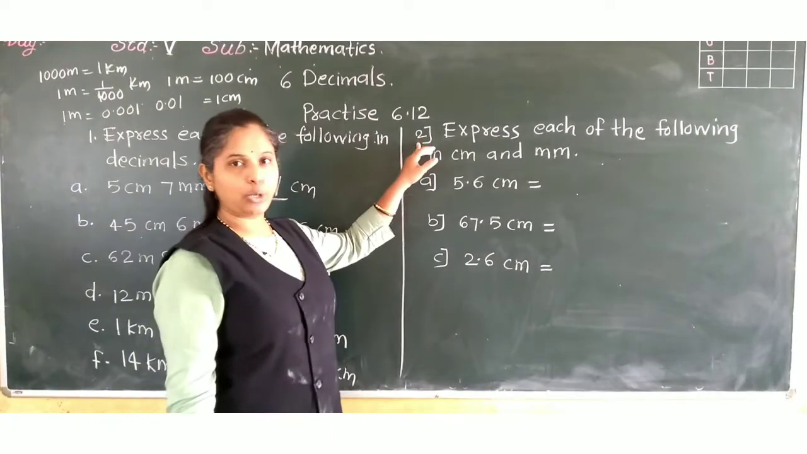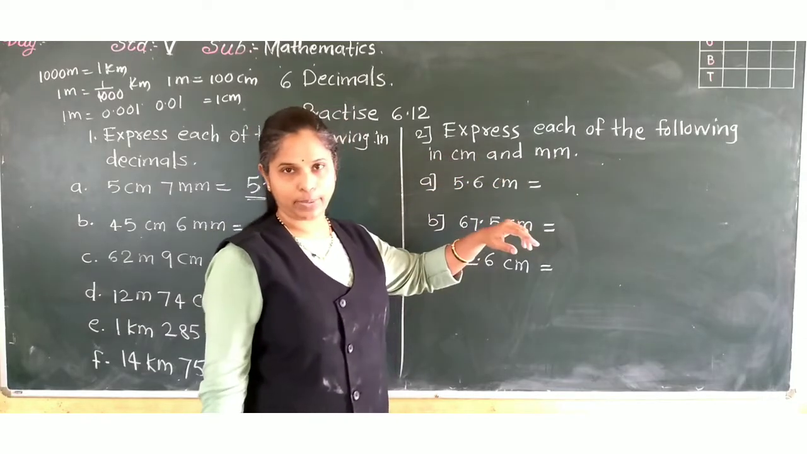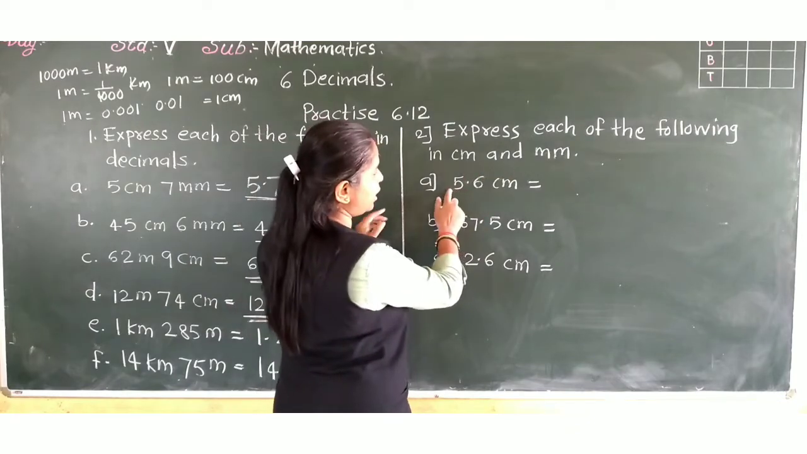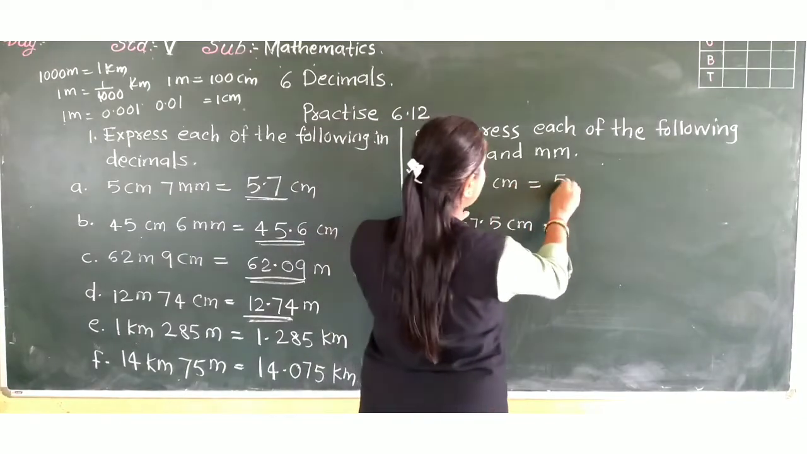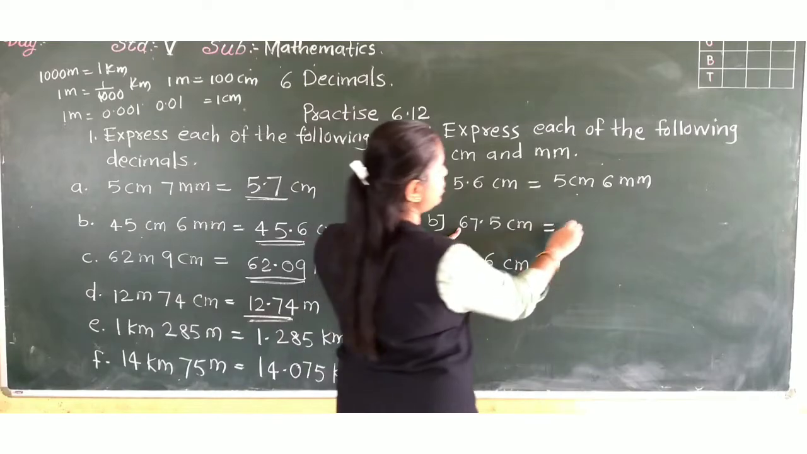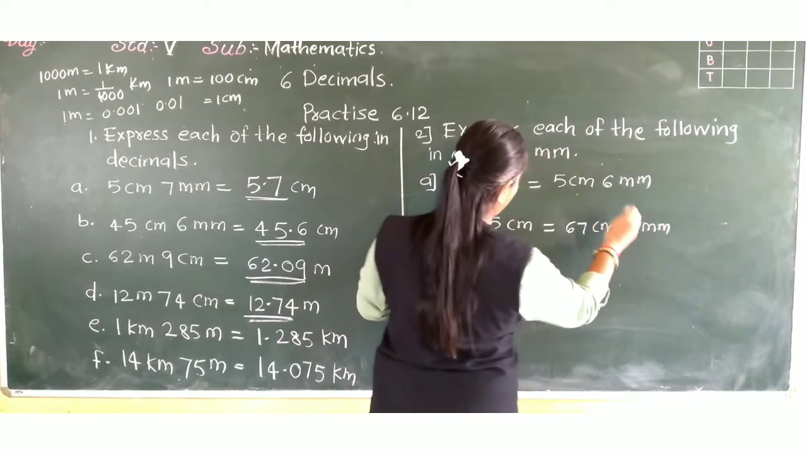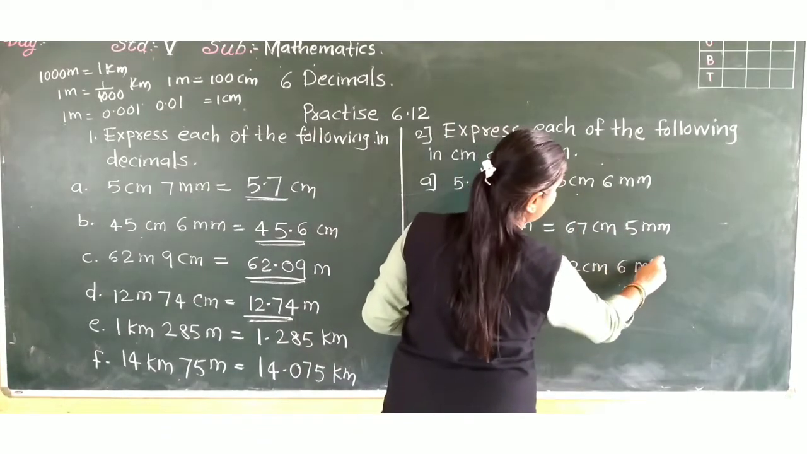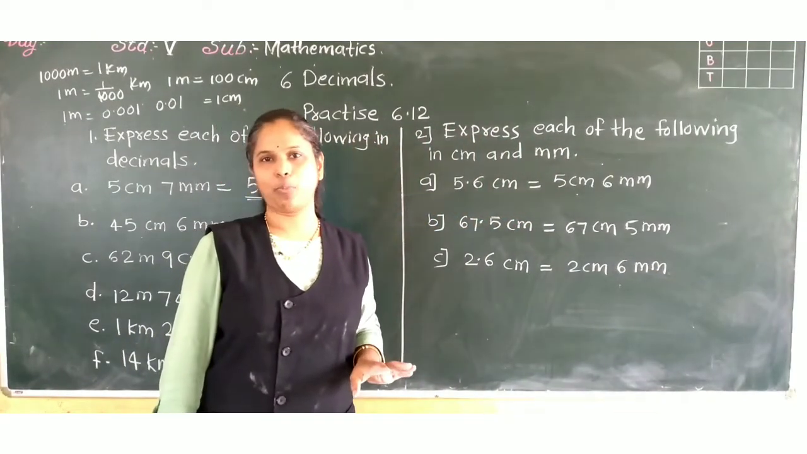Now question number 2. Express each of the following in centimeter and millimeter. Conversion you should know properly. Now centimeter and millimeter. So here this part is centimeter and this is millimeter. So 5 centimeter and 6 millimeter. Then 67 centimeter and 5 millimeter. Here 2 centimeter and 6 millimeter. Okay? Conversion you should understand properly.